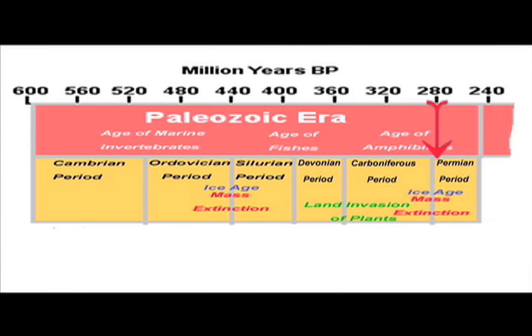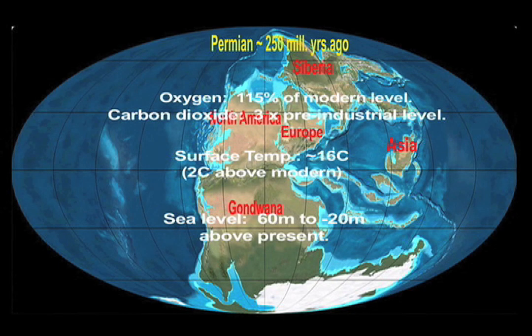The Permian period. Oxygen, 115% of modern level. Carbon dioxide, 3 times the pre-industrial level. Mean surface temperature, about 16 degrees centigrade, 2 degrees centigrade above modern. Sea level, 60 meters to minus 20 meters above or below present.